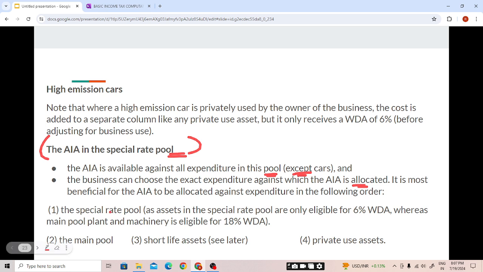It is most beneficial for the AIA to be allocated against expenditure in the following order. First, the special rate pool. Assets in the special rate pool are only eligible for 6% WDA, whereas main pool plant and machinery are eligible for 18%. This is the reason why we allocate our AIA to the special rate pool. Then main pool, short life asset and private use asset. Private use asset comes last because AIA will be wasted, only the business portion can be allocated.